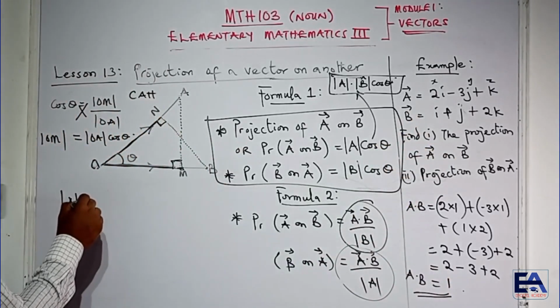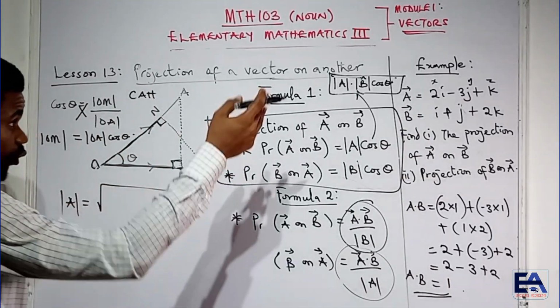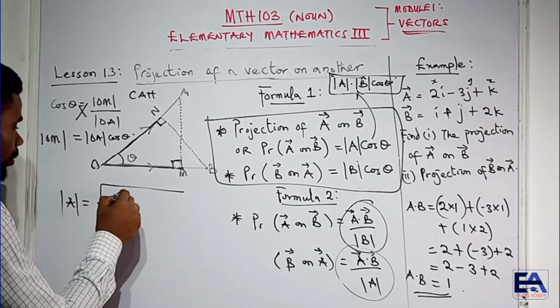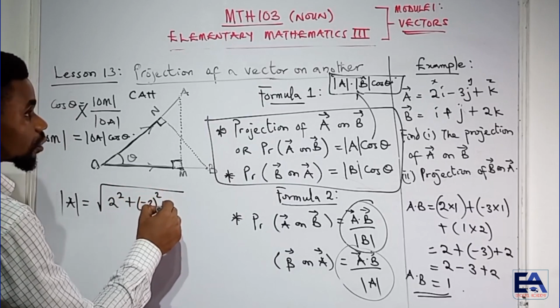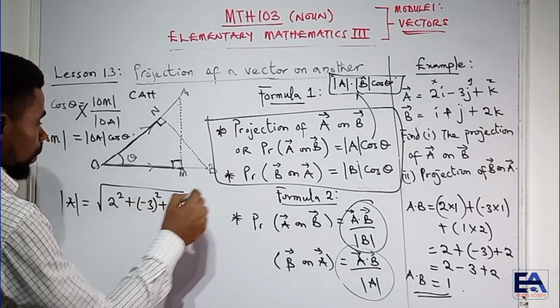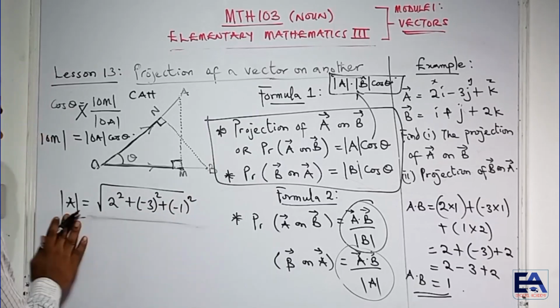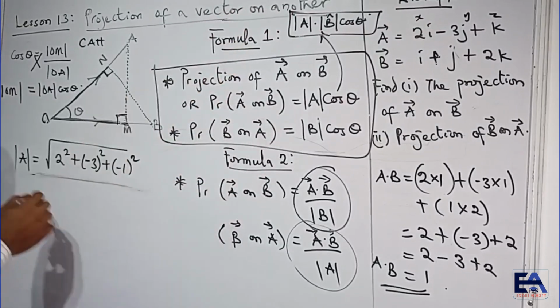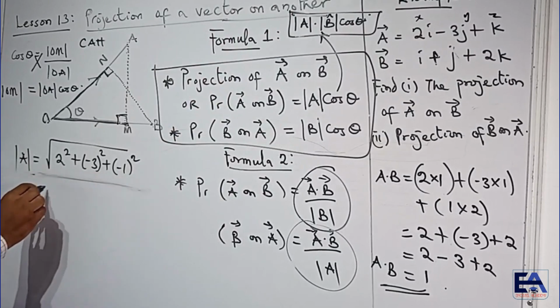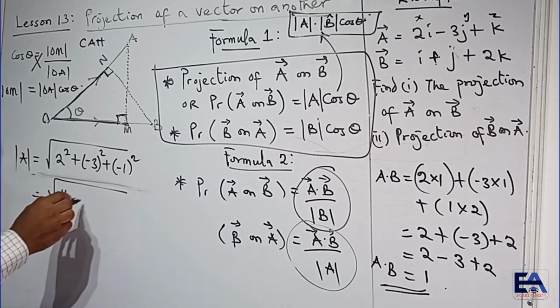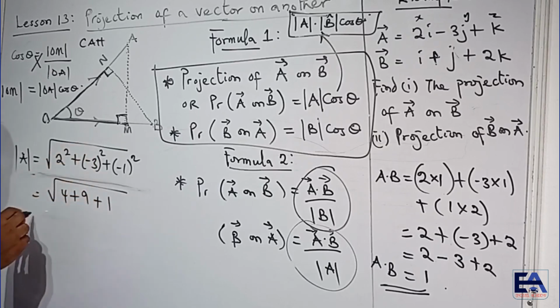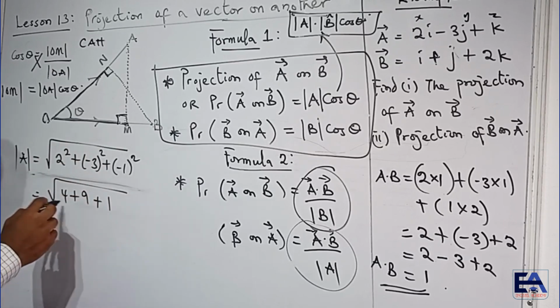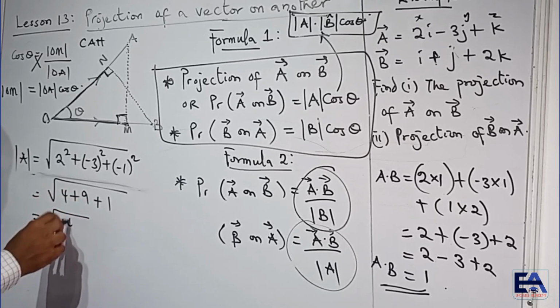The magnitude of A is going to be equal to the square root of the sum of the squares of the components of A. So that's going to be 2 raised to power 2 plus minus 3 raised to power 2 plus minus 1 raised to power 2. And then at the end of the day, we have it as the square root of 4 plus 9 plus 1, and that happens to be 14. The square root of 14.